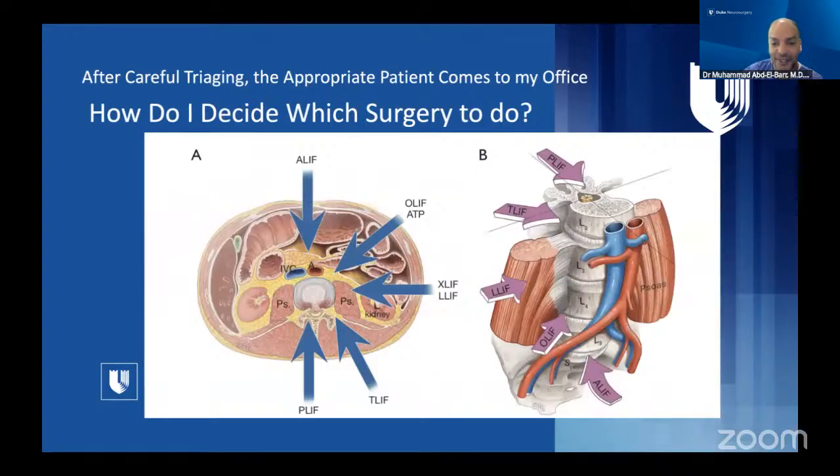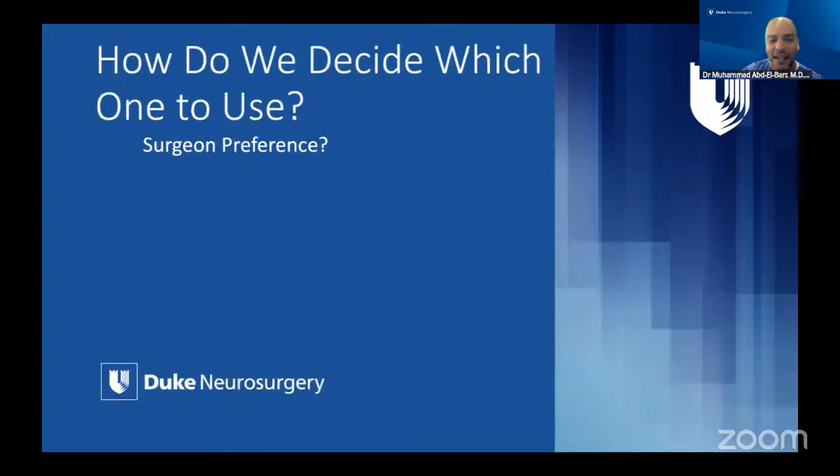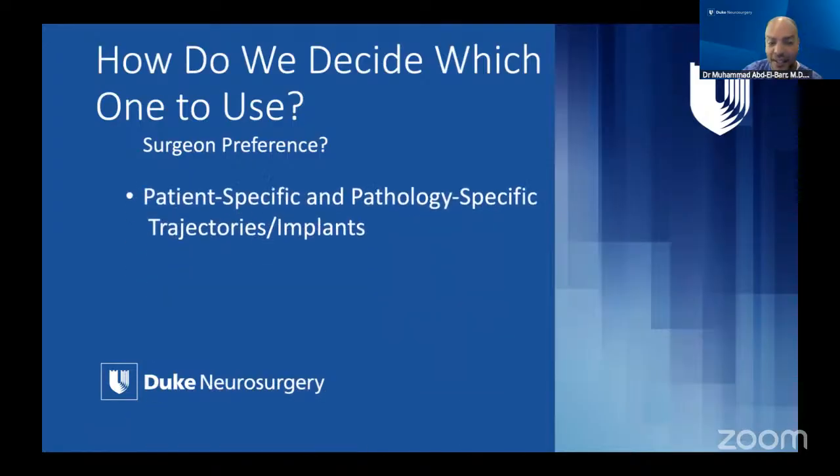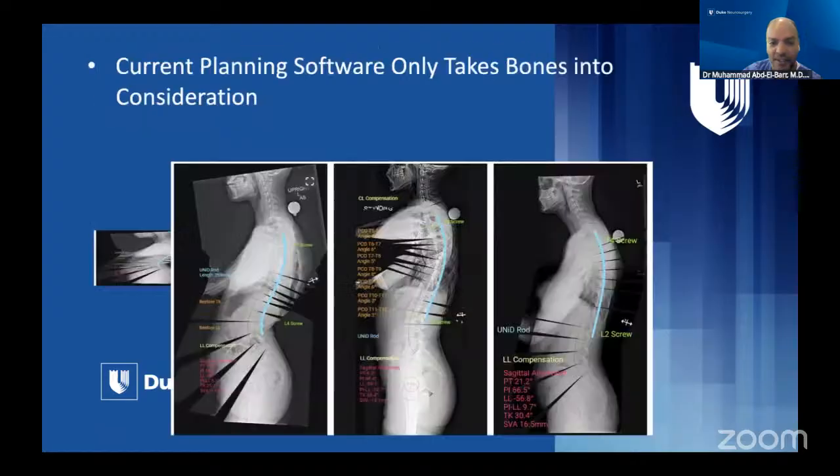Every day now, there's a new letter added to the LIF: Z lift, A lift, W lift, almost every letter now is being used. And how do we decide which surgeries to do? Should it be based on surgeon preference? Or should it be, I think, patient-specific and pathology-specific?